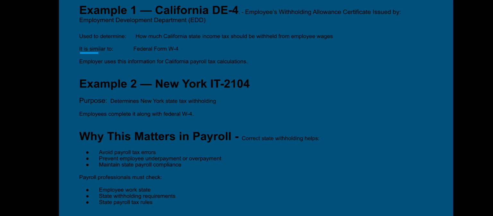Example 2, New York IT 2104. Purpose: determines New York state tax withholding. Employees complete it along with federal W4. Why does this matter in payroll? Correct state withholding helps avoid payroll tax errors, prevent employee underpayment or overpayment, and maintain state payroll compliance. Payroll professionals must check the employee work state, state withholding requirements, and state payroll tax rules.